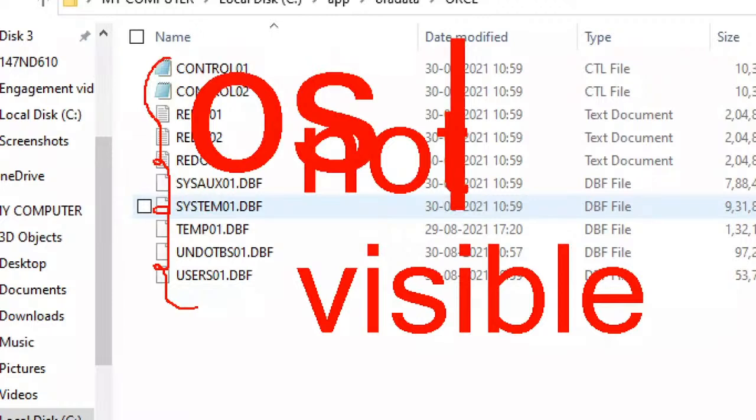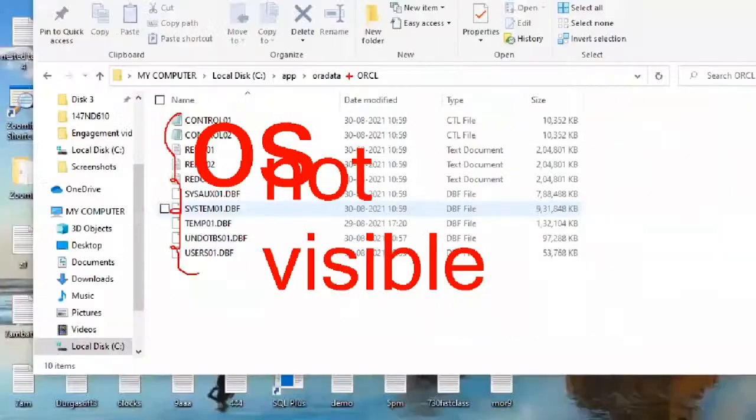Very, very important. Tables are not visible in the C drive, D drive like that. Views are not visible in the C drive, D drive, E drive like this. Indexes, functions, procedures are not visible. They are visible in a database, okay, I agree, but unfortunately they are not visible in the operating system.